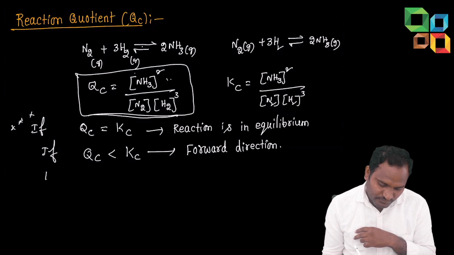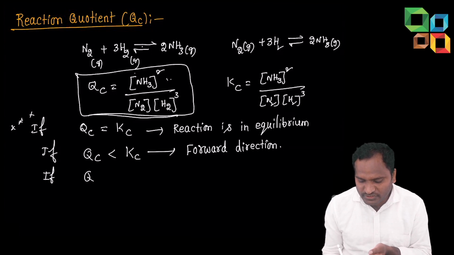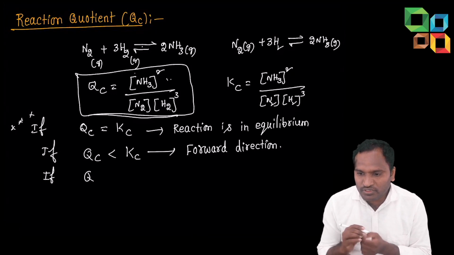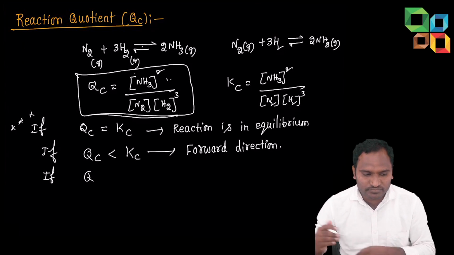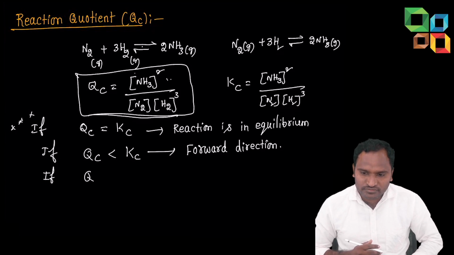If the Kc value is more, students, otherwise like this also you can decide. If the Kc value is more, the product concentration is more, isn't it? When product concentration is more, it is moving in the forward direction. Understood?